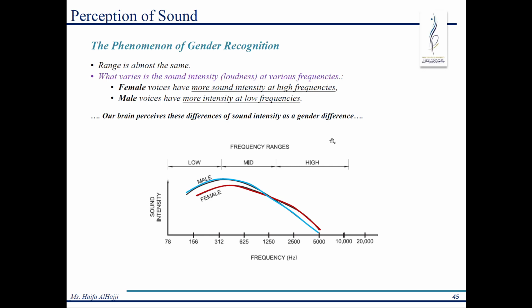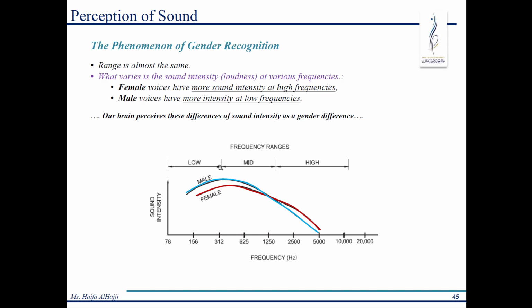Okay, now let's talk about the phenomenon of gender recognition. Now you can tell by actually listening to someone's voice, without looking at them, if they are female or male. Why is that? It's because the sound coming out of a female is different than the sound coming out of a male. In what way is it different?